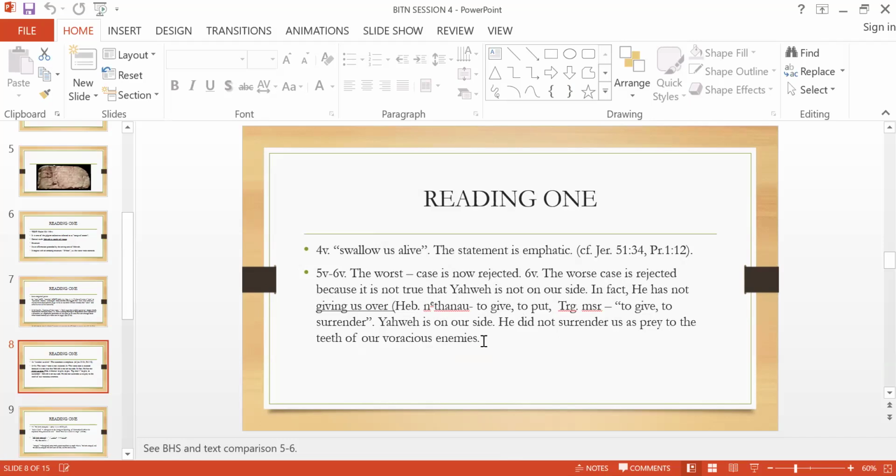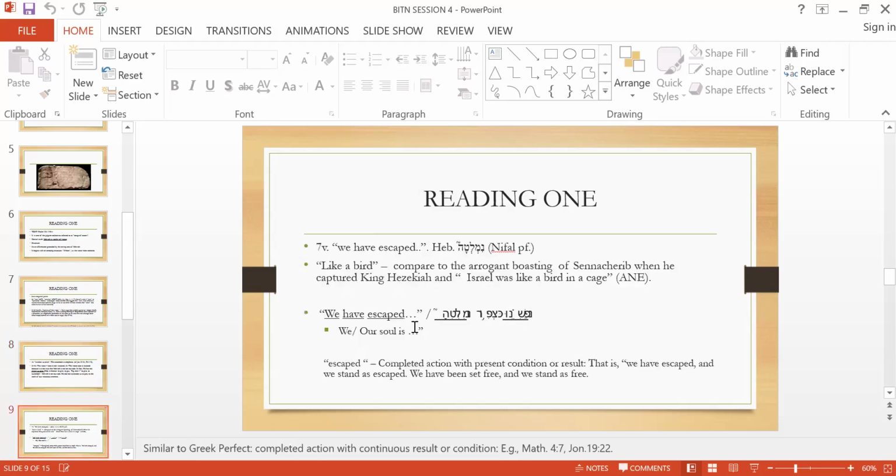Okay, this word teeth. I know it's metaphorical, but it could also be a reference to the deadly weapons of the Babylonians at the time, the Assyrians. These were terrible, sharp weapons. It's like being eaten up by these weapons. Okay.